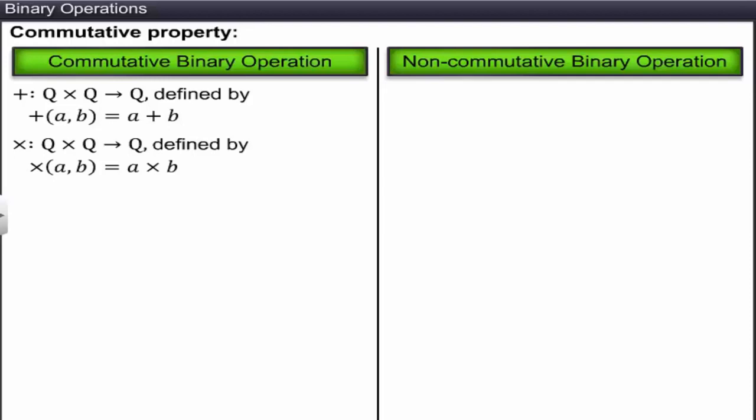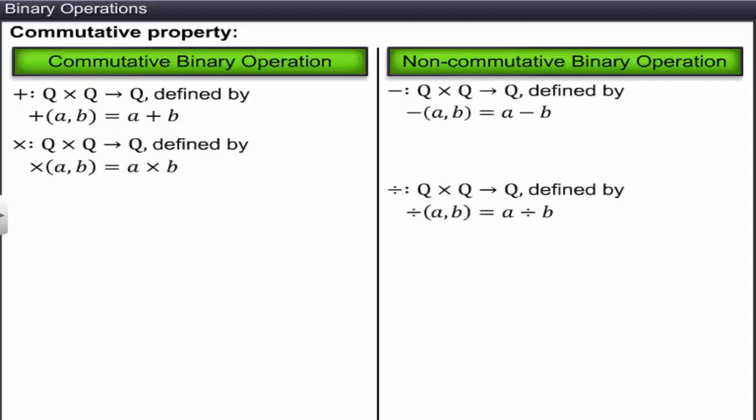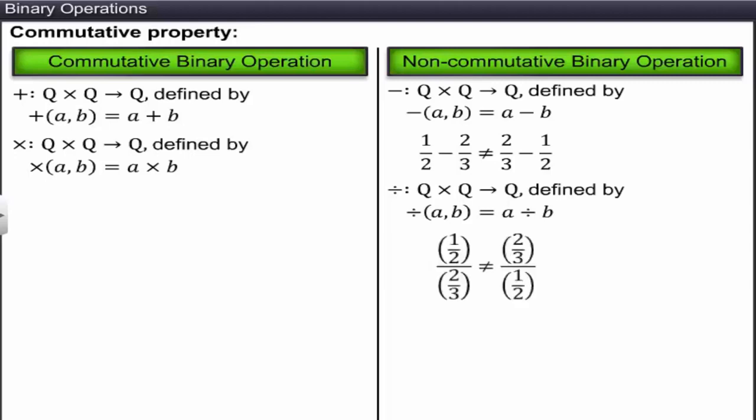However, subtraction and division are not commutative binary operations, as A minus B may not be equal to B minus A. And similarly, A upon B may not be equal to B upon A. For example, 1 upon 2 minus 2 upon 3 is not equal to 2 upon 3 minus 1 upon 2. Also, 1 upon 2 divided by 2 upon 3 is not equal to 2 upon 3 divided by 1 upon 2.